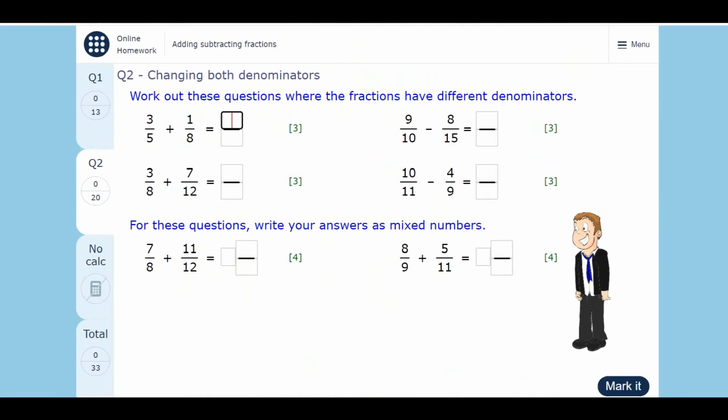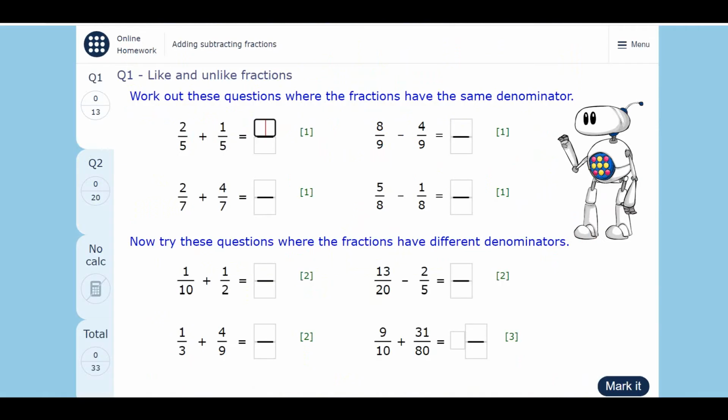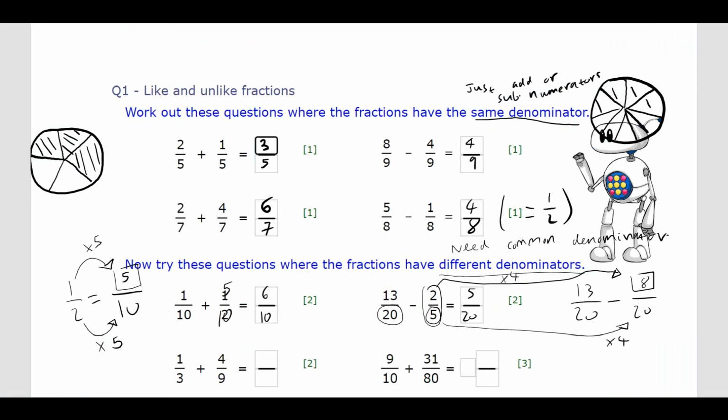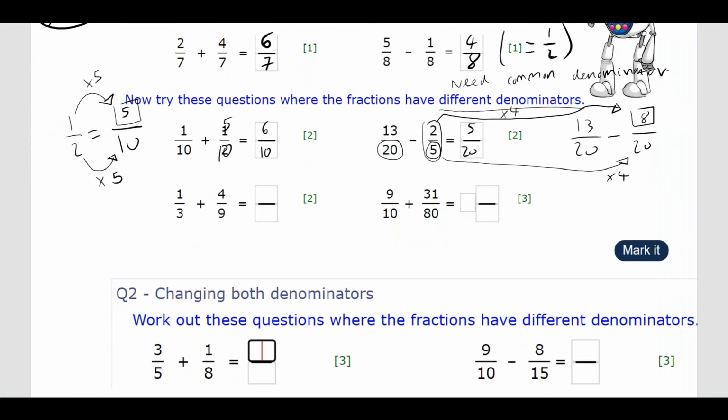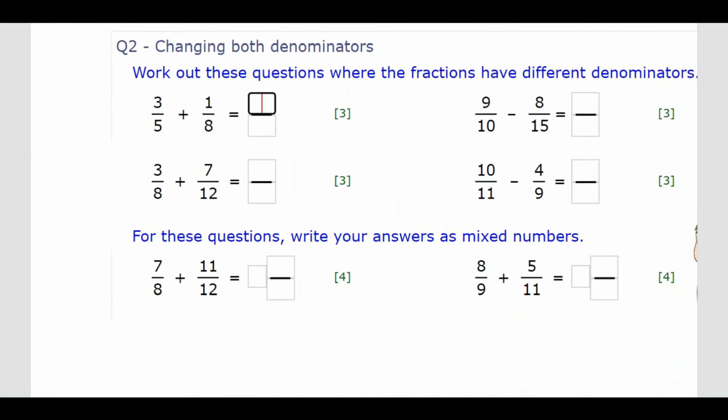So, for the first one, we had 6 tenths, and here we had 5 20ths. I just want to see if it'll give you the marks if you don't simplify, and it does, so that's fine. And the second question, you need to change both of the denominators. So we'll have a look at this first example, and then we'll have a look at the second one.